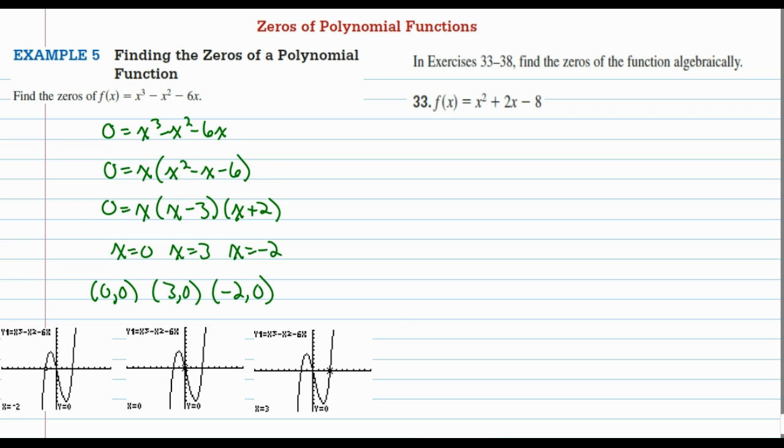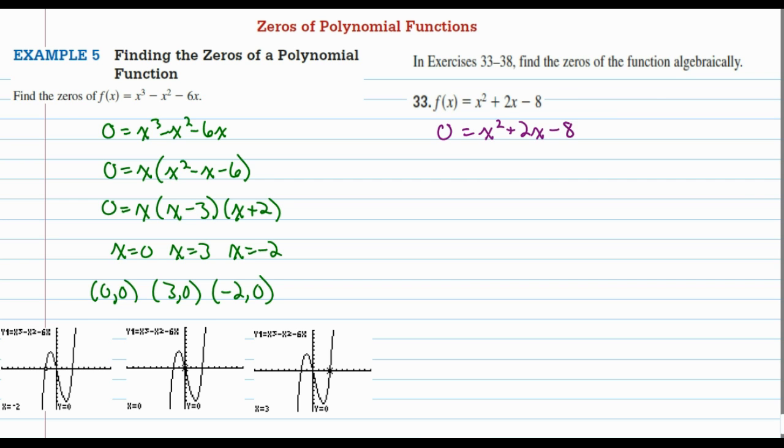The now try problem for example 5 is number 33. We're going to find the zeros of the function algebraically. Now, of course, this is practice, so I'm going to check it with my calculator at the end, but it does say algebraically, so I cannot find these zeros using my calculator. I need to use my good old-fashioned pencil and paper. All right, so zeros, again, land on the x-axis, so the output value is 0. So I'm going to change the output to 0.